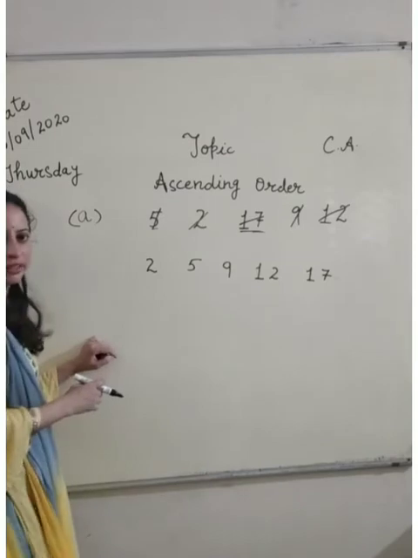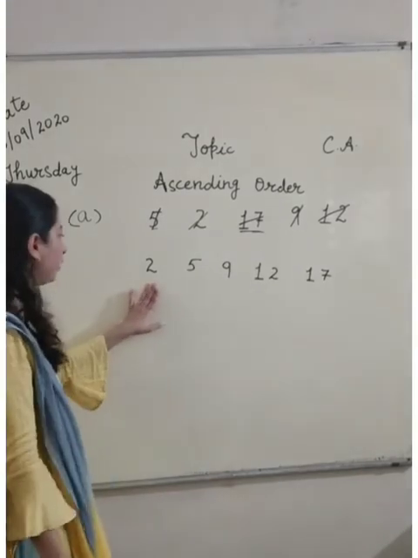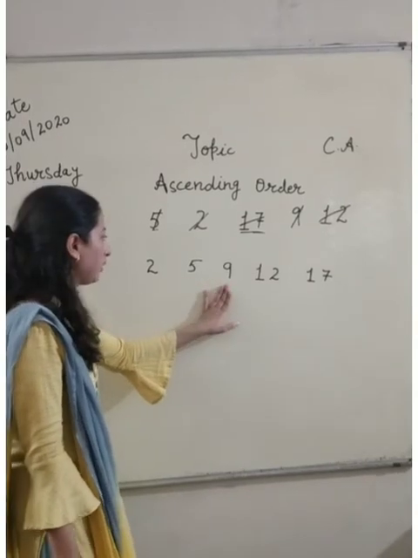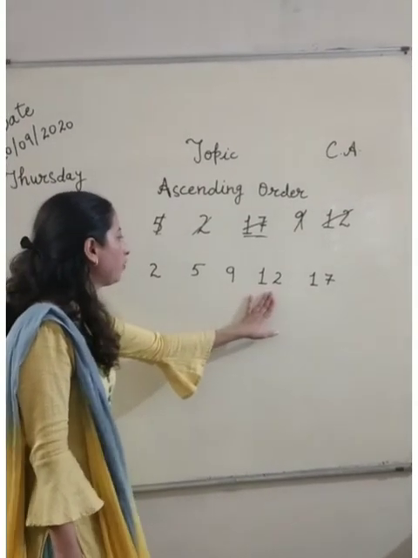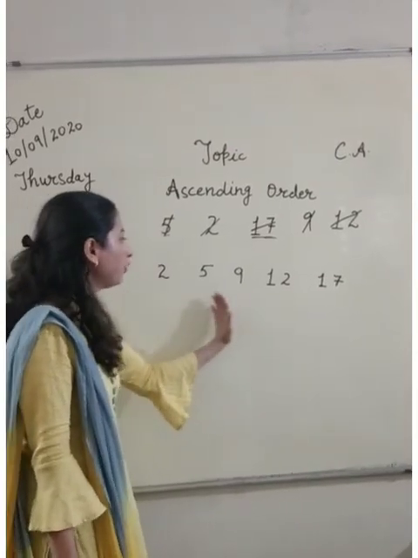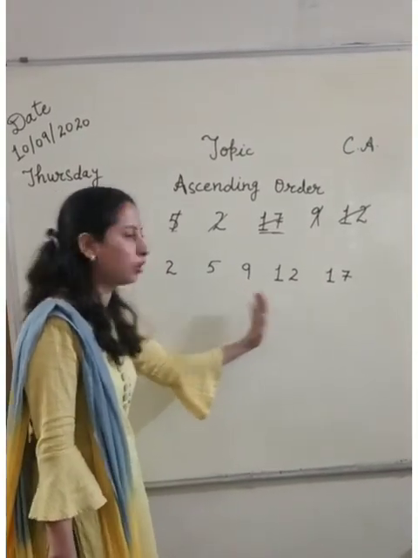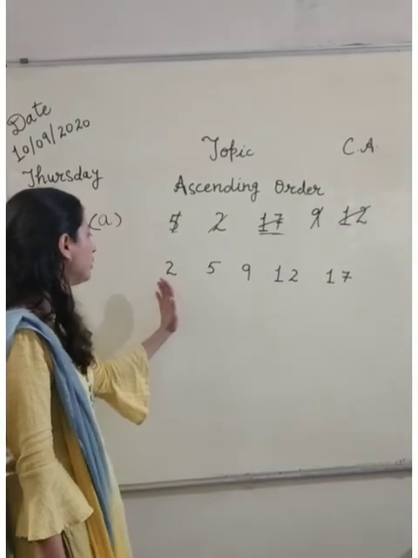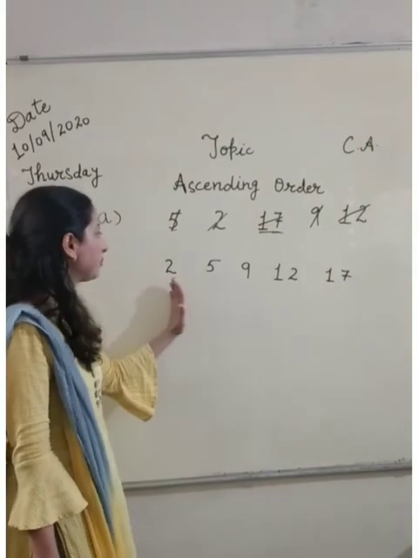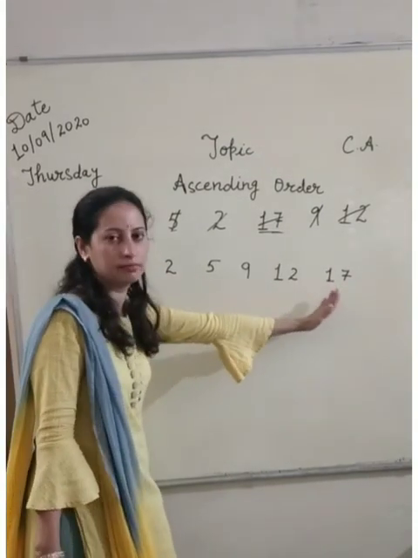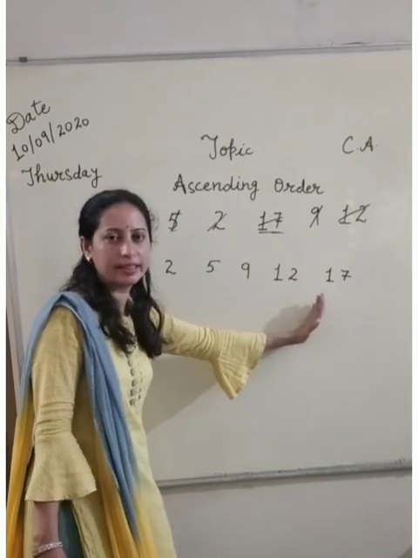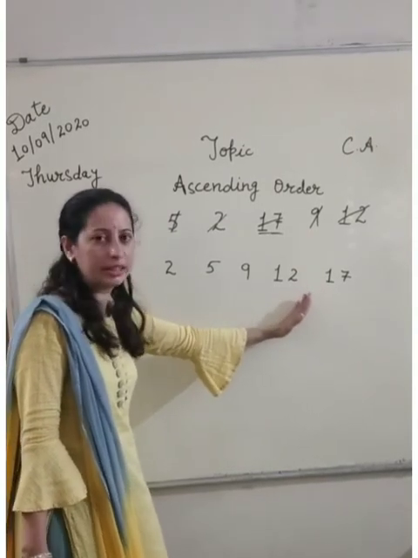Now children, read the numbers again. We have written 2, 5, 9, 12, 17. So which rule we have followed? हमने कौन सा rule इसमें follow किया है? We are moving from smallest to the greatest number. हाँ, smallest number से greatest number तक आगे गए हैं. That means this is the ascending order. Is that clear to you? समझ में आई ये चीज?